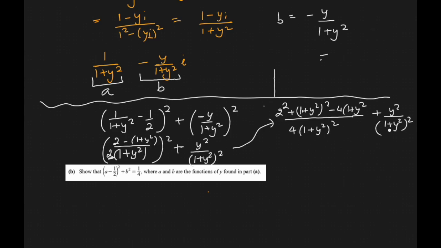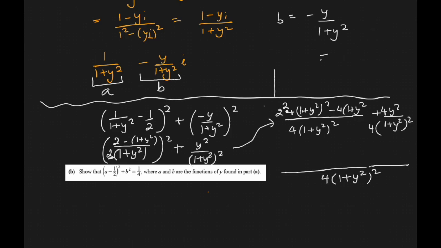Now these two have the same denominators. 4 is here, so I can write 4 and 4 so that the denominators become the same. So the denominator now is 4 over 1 plus y square.